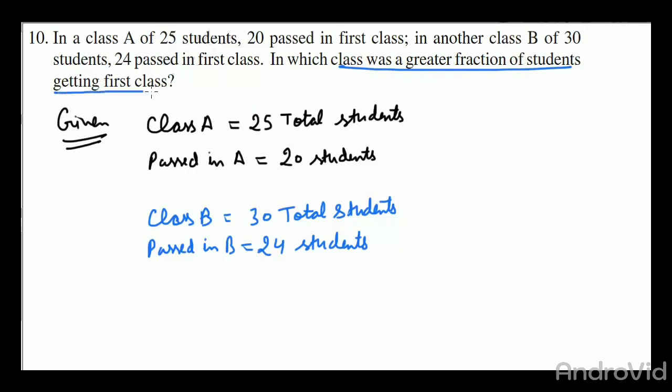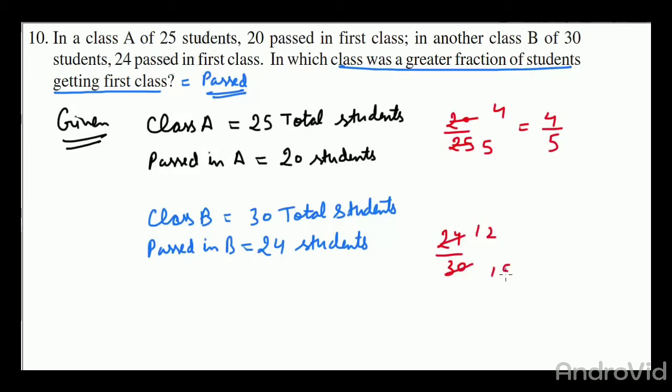So 20 out of 25 for class A. Let's write it down. This question represents pass. We have to find pass. So 20/25 for class A and 24 out of 30. Let's reduce it now. That gives you 4 5s are 20, 5 5s are 25. That gives you 4/5. Again, here also you get 12 to the 24 and 15 to the 30.